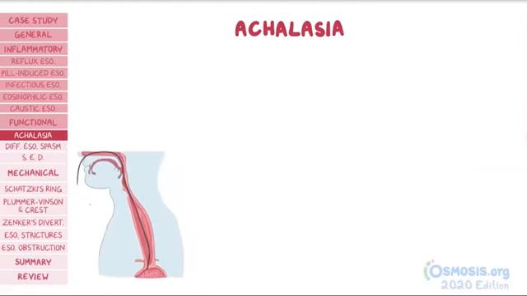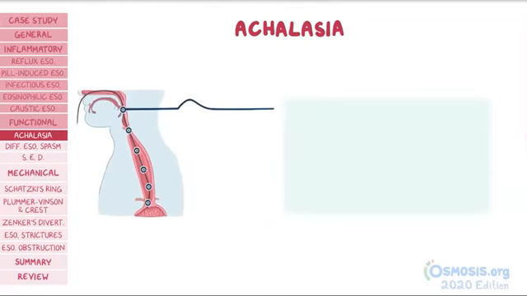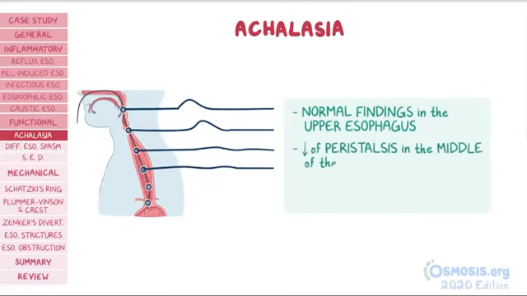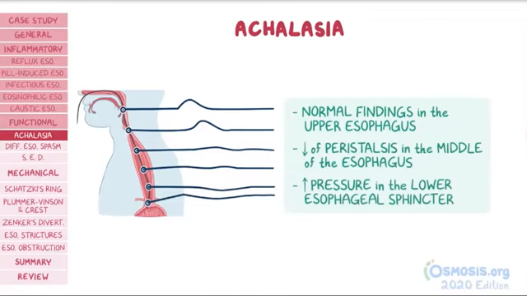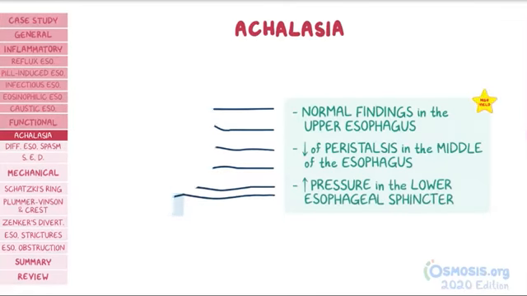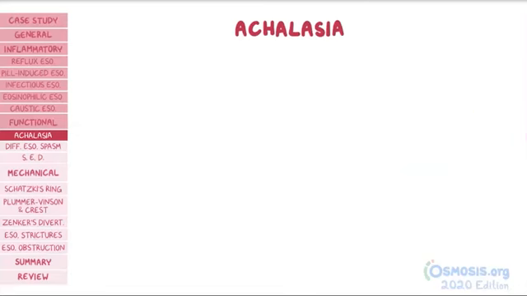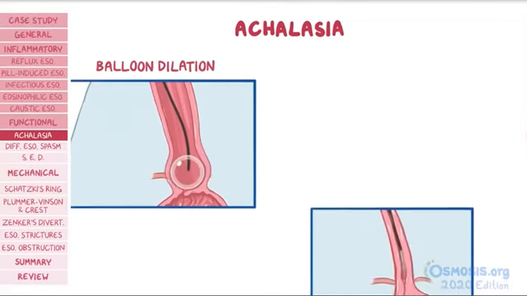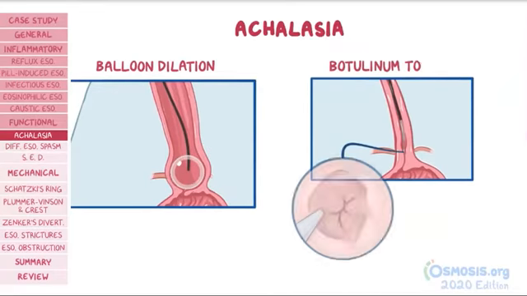Now, for your exam, you have to know that individuals with achalasia have normal findings in the upper part of the esophagus, decrease or absence of peristalsis in the middle part of the esophagus, and high pressure in the lower esophageal sphincter. For treatment, the obstruction can be corrected with balloon dilation, or increased tone can be managed with local injection of botulinum toxin.